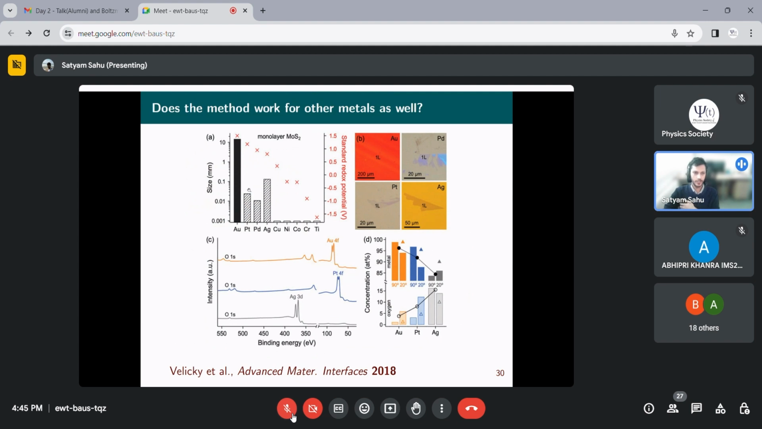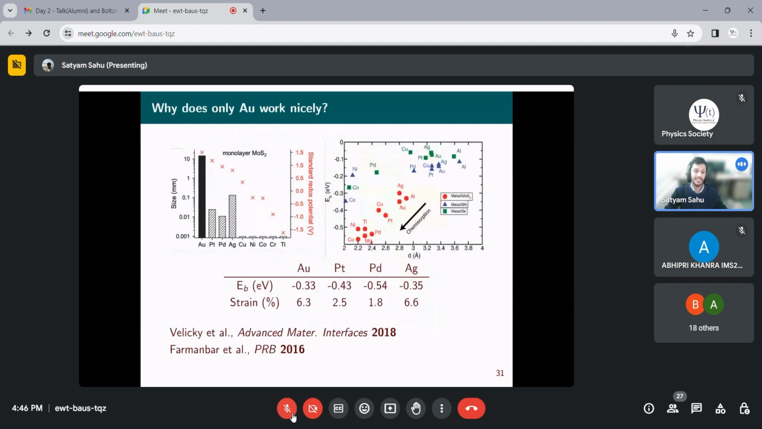So here also we can see the yield. Again, for gold, we have almost 10 millimeters size, which is like 1 centimeter size monolayers. But for the other materials, it has decreased. So definitely the gold has something which allows the exfoliation of large area monolayers. So that's the question we want to answer, and there are different theories actually. I won't be going much into the details of the mechanism why it works, but I'll try to explain it in a simple way.